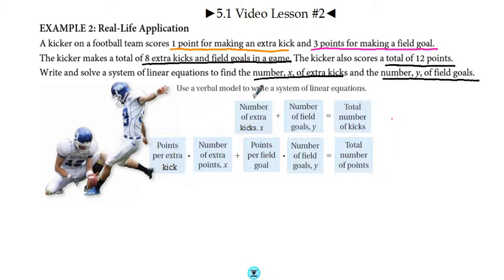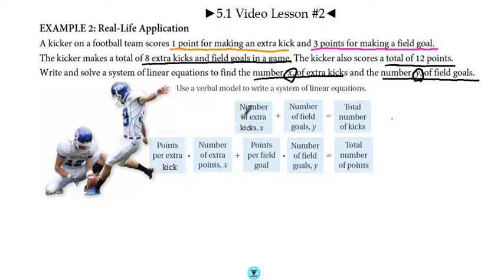So I've underlined the important parts in the story, and let's use each of these to help us write the equations. I underlined that it is 1 point for making an extra kick, and I used orange for that, and I used pink for 3 points for making a field goal because I want to highlight that this is a field goal. And then it says there are 8 extra kicks and field goals, and there is a score of total 12 points. And the number of extra kicks is x, the number of field goals is y. So these are the ones I underlined.